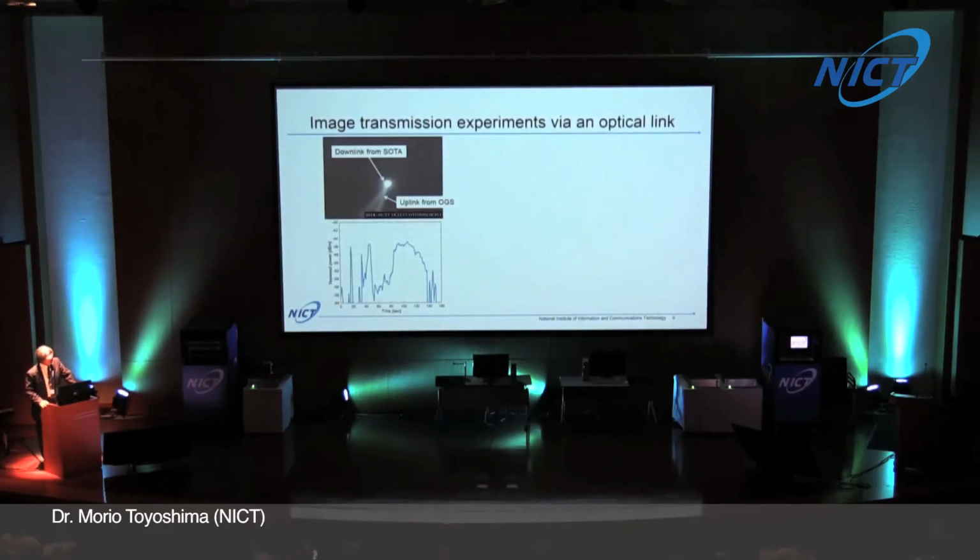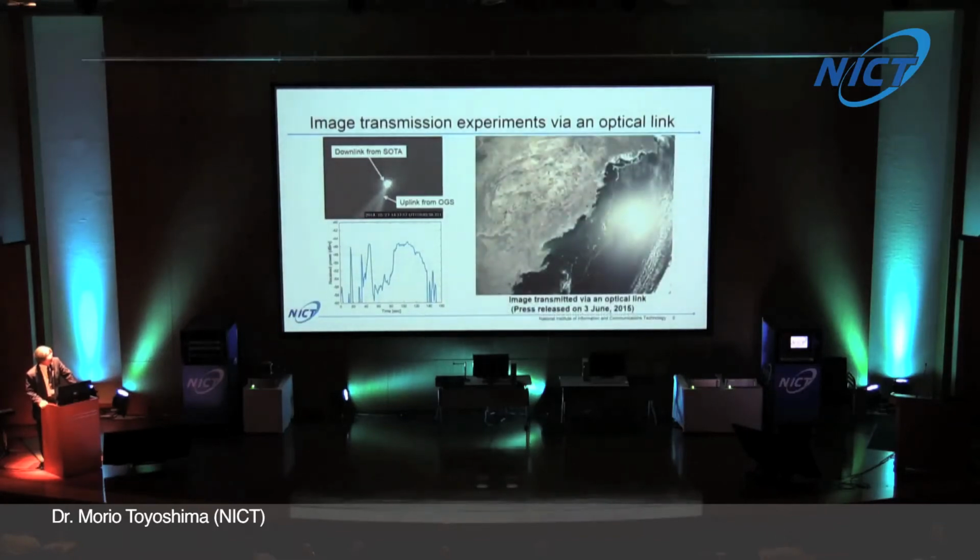So we conducted an image transmission experiment via optical link. The left-hand side shows the received signal during the experiment. As a result, we succeeded in transmitting an image taken by a small camera on board. It was press released on the 3rd of June this year. So we have now achieved the full success level. To our knowledge, this was the world's first experiment in terms of 50 kilogram class microsatellites.